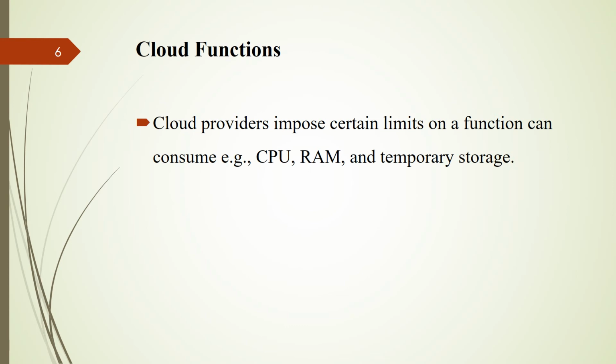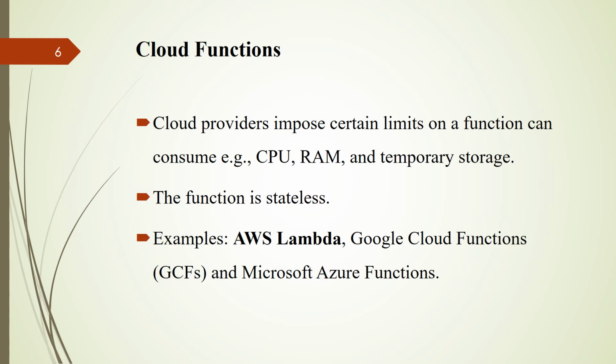Cloud functions have some limits on the amount of resources a function can consume, for example, the amount of computing CPU, the amount of memory RAM, and temporary storage that can be used to run functions. A function is stateless. That means each function invocation is initiated and terminated automatically for each invocation. Examples of cloud functions are AWS Lambda, Google Cloud Functions, and Microsoft Azure Functions, which are the most popular commercial cloud platforms. We highlighted AWS Lambda as an example because we used it in the study as well.